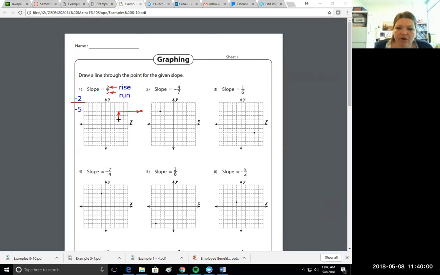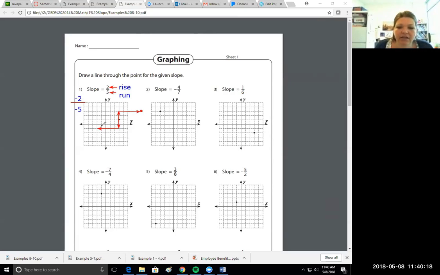So again, instead of going up, I would go the opposite direction. I'd go down, -2 rise. And then instead of running right, I could run left. Running left is a negative run. I could go left and make my point right there.